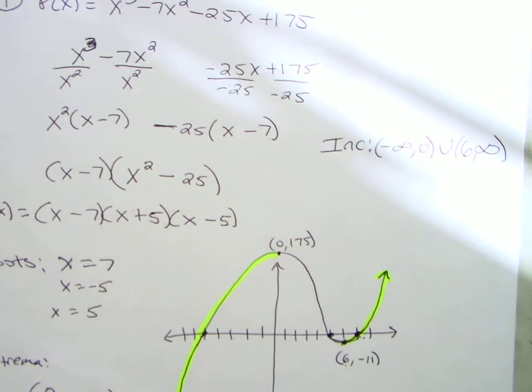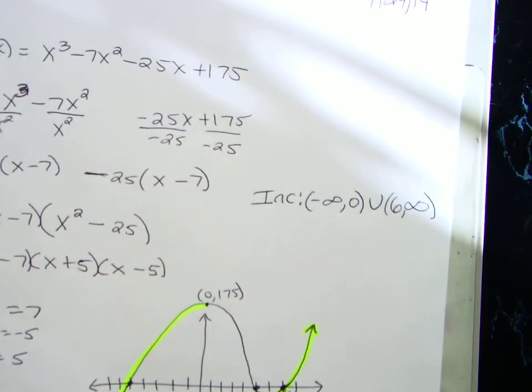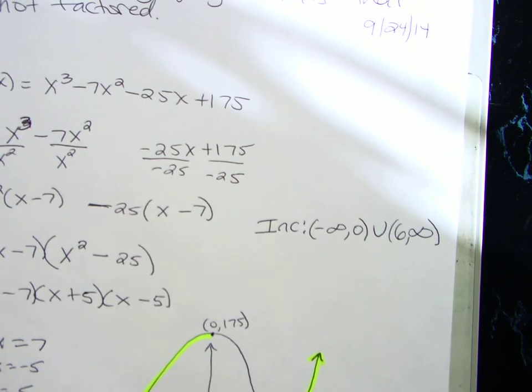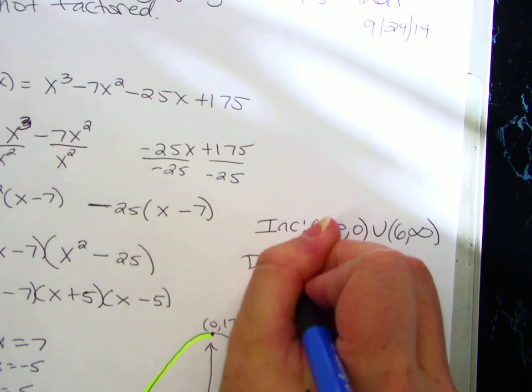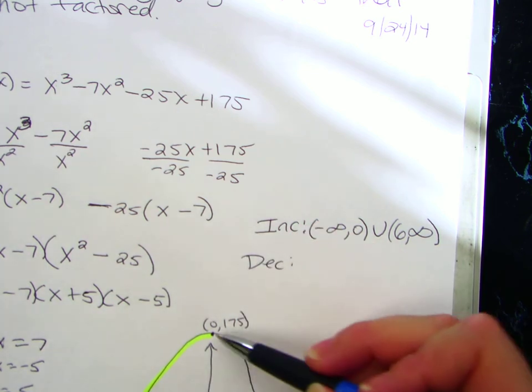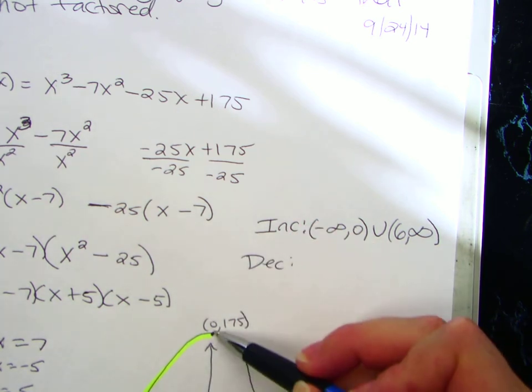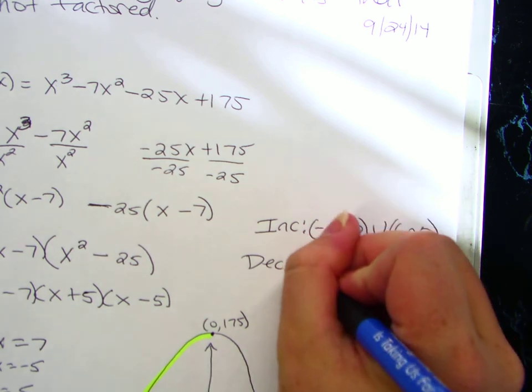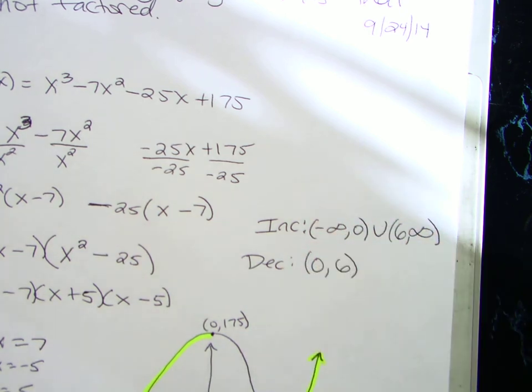So that's increasing. I'm sorry you can't see that. There we go. And then decreasing everywhere else. Where is it not yellow? From 0 to 6, we're going downhill. So 0 to 6. And we're done. That wasn't that much harder. We just had to go through the factoring. All right, let's do the next one.